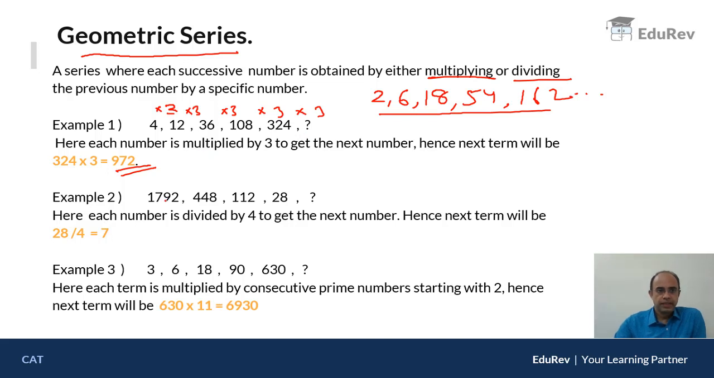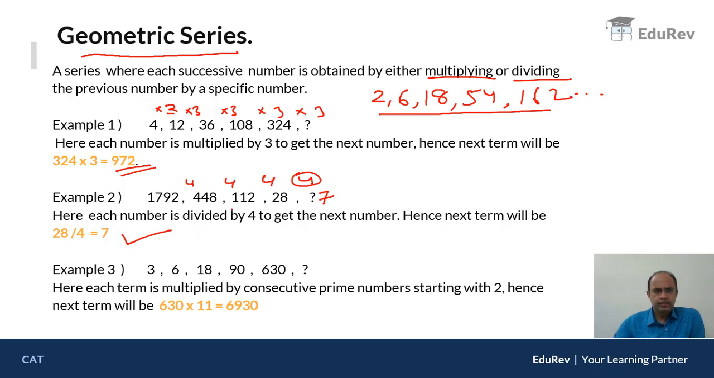Understood, guys? Let us take one more example: 1792, 448, 112, 28. When numbers are large, it might strike you that you need to divide these terms, because the difference is huge. 1792 divided by 448 gives 4. 448 divided by 112 gives again 4. 112 divided by 28 gives again 4. Therefore, 28 divided by 4 gives 7. Hence, the missing number is 7.